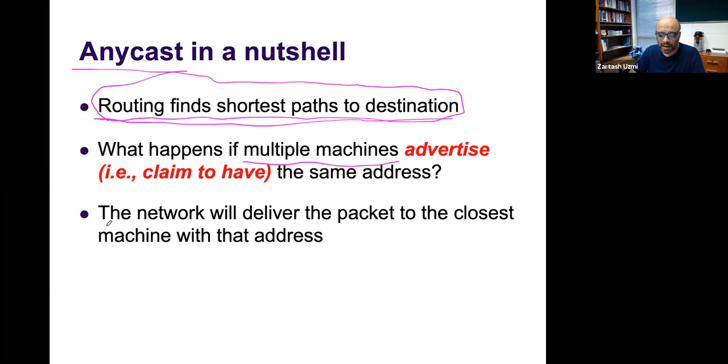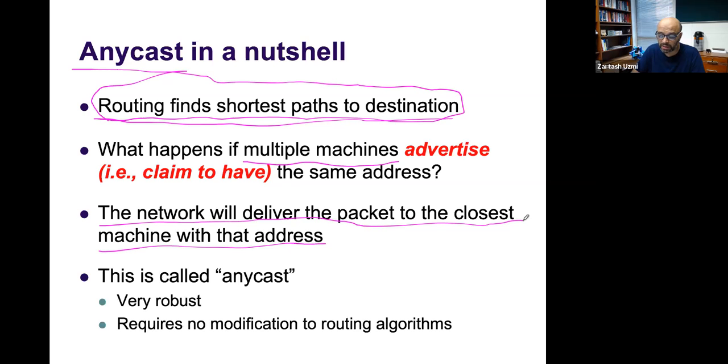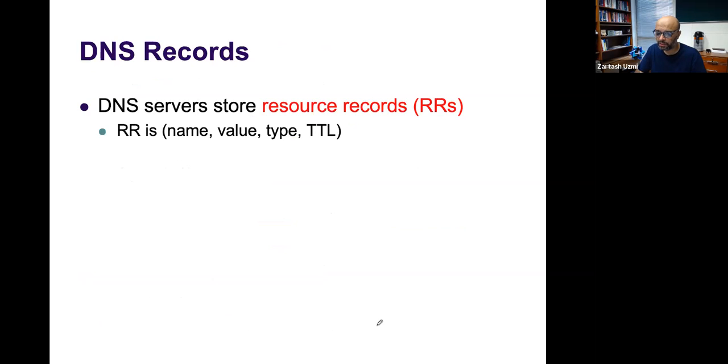Okay, so the network will deliver the packet to the closest machine with that address. The network will ensure, we will see that in the chapter on routing, that the network will deliver the packet to the closest machine with that address. And this is called Anycast, which means that I reach any of these machines. This is a very, very robust mechanism, and does not require any changes to your traditional routing algorithm. So very, very interesting way of reaching the machines.